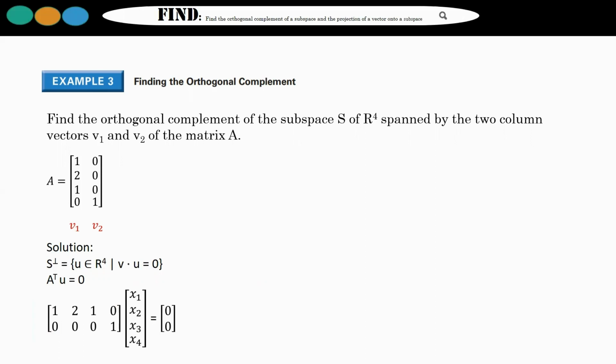For the matrix A, we already transposed it. We now have a 2 by 4 matrix, 1, 2, 1, 0 and 0, 0, 0, 1, times x sub 1, x sub 2, x sub 3, x sub 4, which is equivalent to U, and equal to 0.